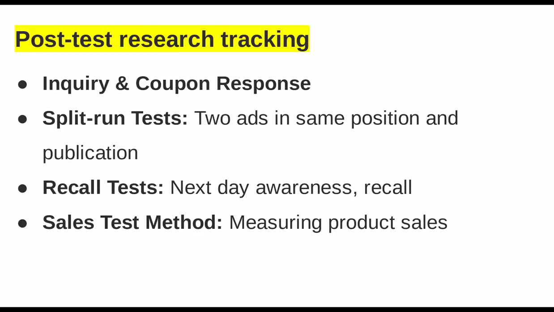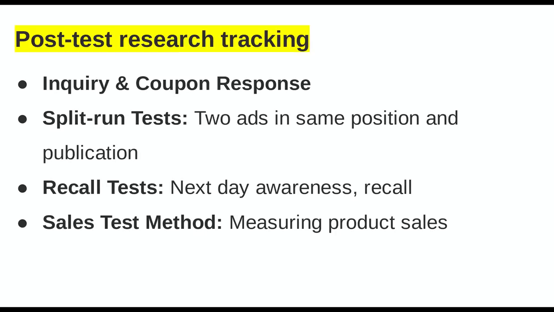In that sense, the ad has been successful. Okay. You have split runs, which is basically a comparison test between two or more ads in the same position and publication. And each ad is reaching a comparable group of people. And it's a great way to see which one was most successful.